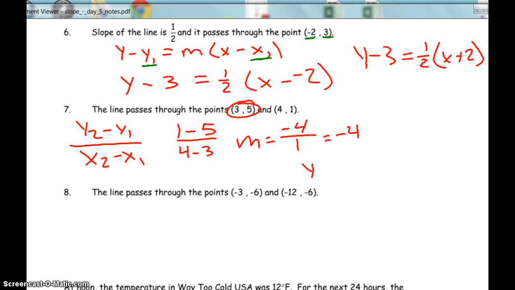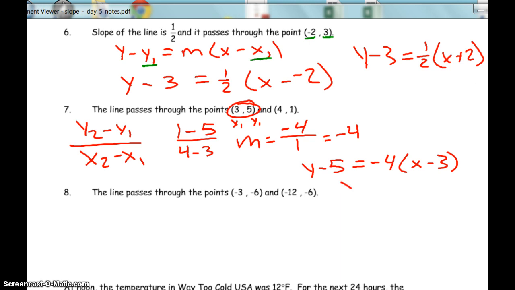So I'm going to have y minus y1, which was 5, is equal to negative 4 times x minus 3. And actually I told you wrong. We need to choose the first one because the formula itself tells us to use x1 and y1. And that way we don't start getting confused with our variables and we remember which one is labeled as which.